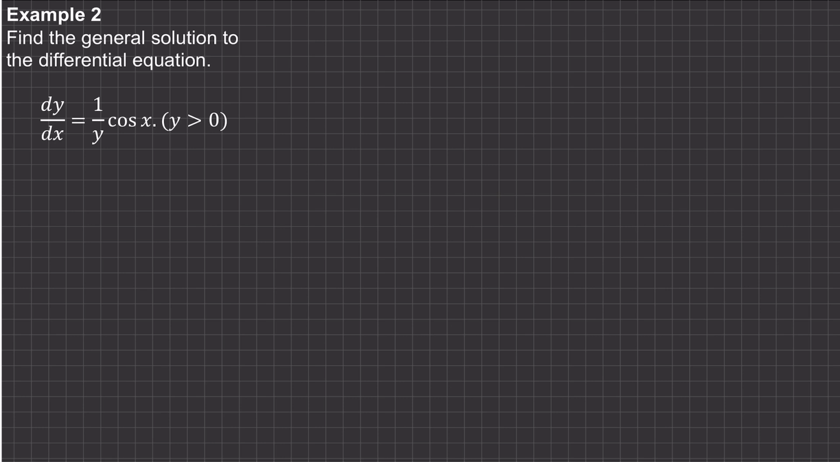Okay, so for example 2, we've been asked to find the general solution of dy by dx is equal to 1 over y cos x, where y has to be greater than 0. y cannot be 0 because then you'll have 1 divided by 0, which is undefined. Okay? So it's always good to keep an eye out for things like this. So again, we're going to use the method of separating variables.